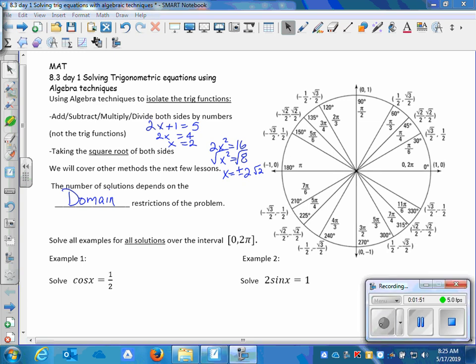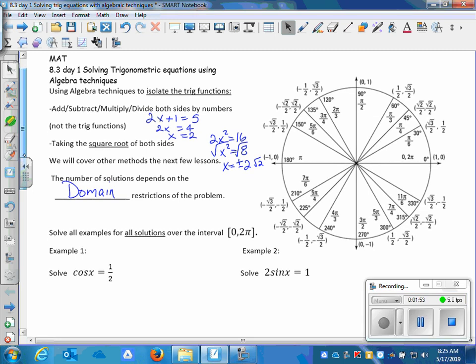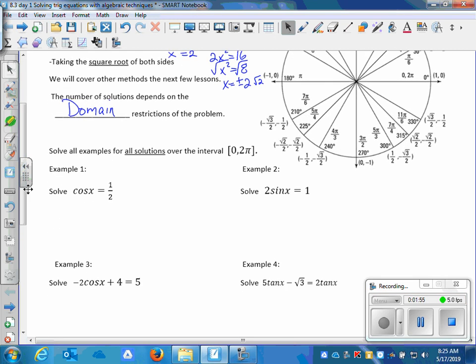All right, so we're going to go ahead and try some examples. When we think about solving equations, what you're really doing is, if you had to graph something, you're figuring out where it crosses the x-axis. Essentially what we're doing when we're trying to solve something that says cosine of x, we're really thinking about the graph of where it crosses the x-axis. It's just that we use the unit circle or triangles to find those values. So it says solve all examples for all solutions over the interval of 0 to 2 pi.